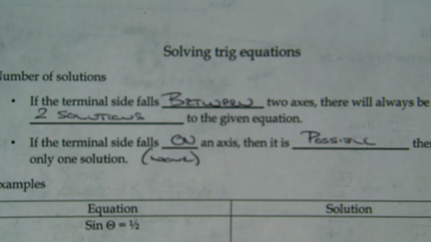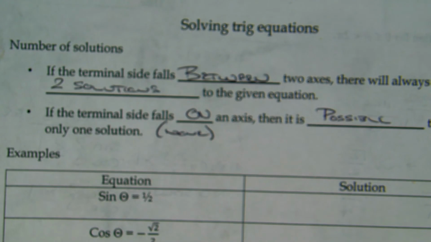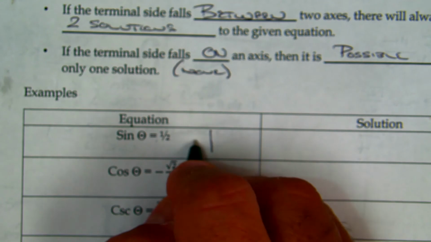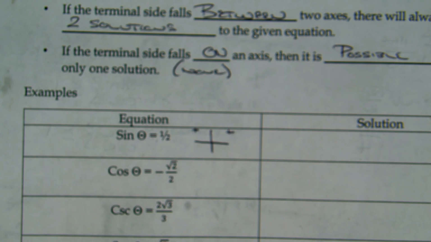All right, so this is what you do. Number one, you figure out what quadrants we're talking about. So it says sine is positive. All right, so sine is positive there and there. So we're talking about those two quadrants.